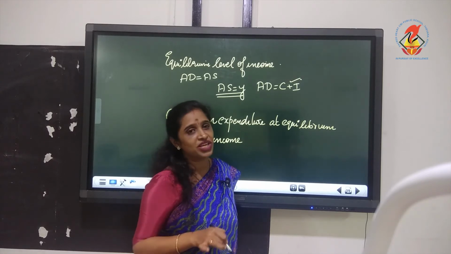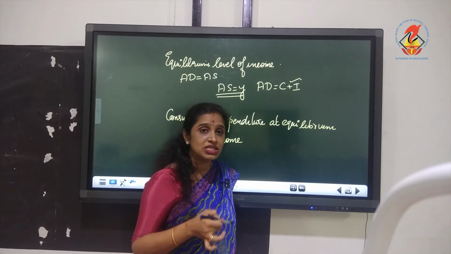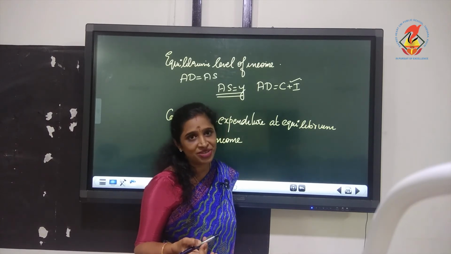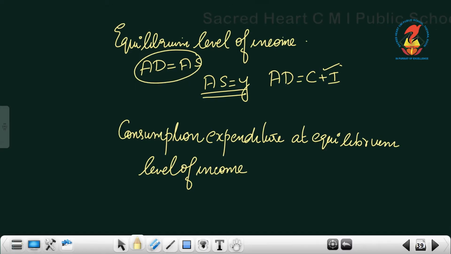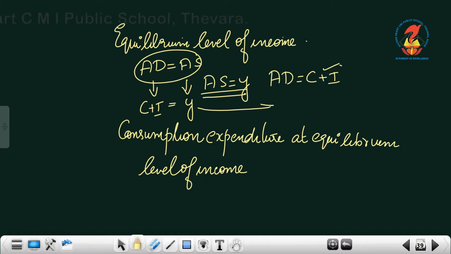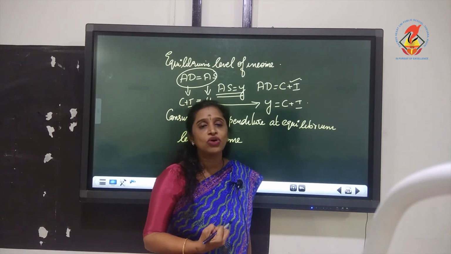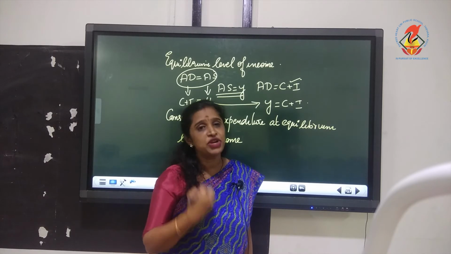Now, from this we can find a new equation. If AD is equal to AS, C plus I should definitely be equal to Y. We have written the value of AD as C plus I and AS as Y. Therefore, this can be written as an equation Y is equal to C plus I. This should be the equation that you have to use when you solve the problems on consumption function.